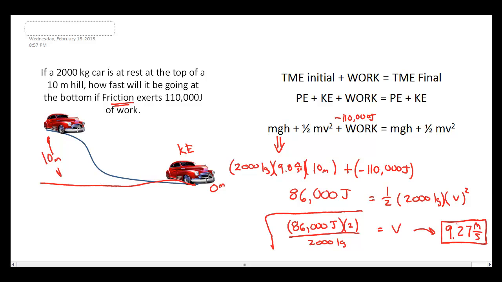And you're going to remember from the last problem, this car was actually going somewhere around 14 meters per second at the bottom of the hill. Now it's only going 9.27. What happened to that? We lost some kinetic energy. Kinetic energy was lost because friction stole the energy as the car went down the hill. Now when I say friction exerts 110,000 joules of work, that is friction along this whole entire surface. This is a force acting over a distance. If we knew the distance, we could probably calculate the force of friction as well.